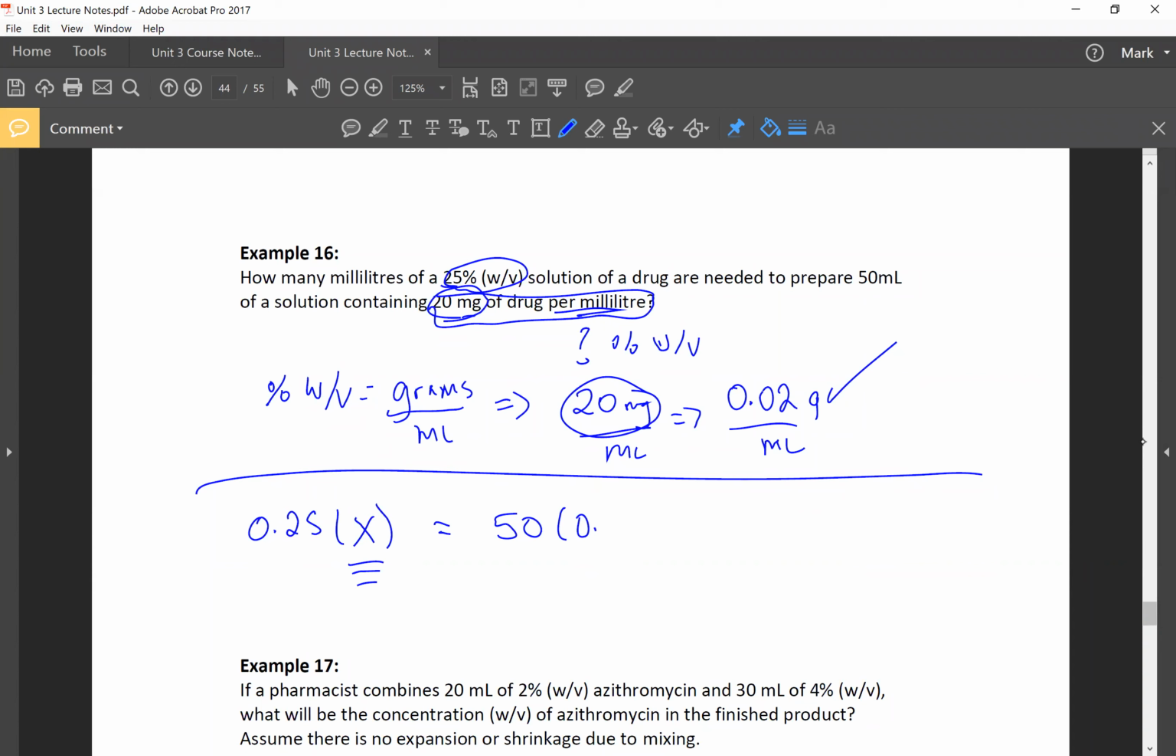Oops, sorry, I just want to get rid of these lines. Hold on, sorry. I just want to get rid of those lines.